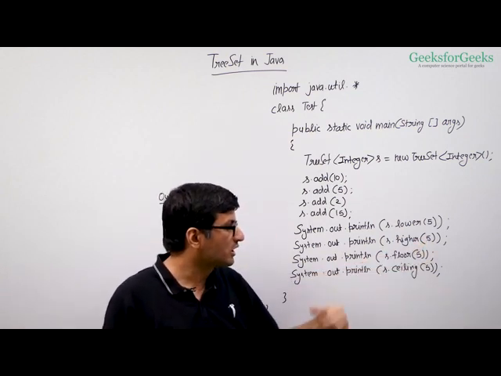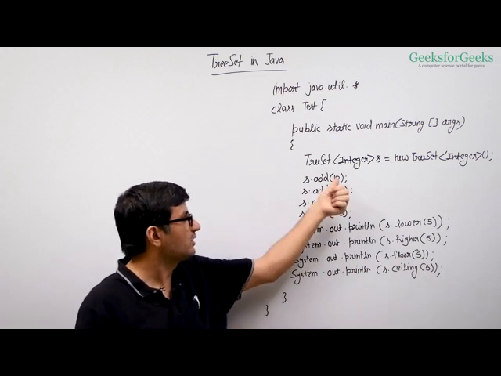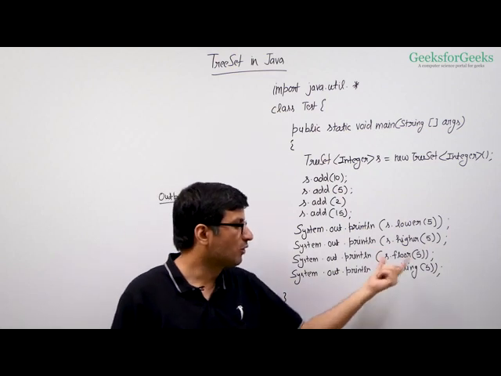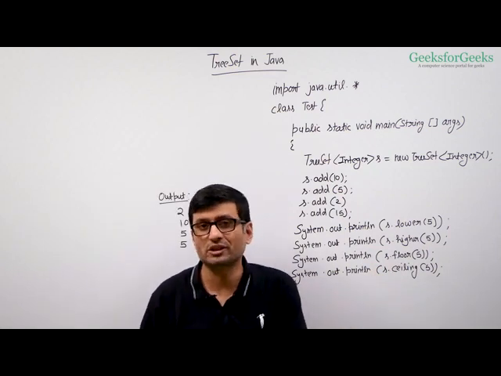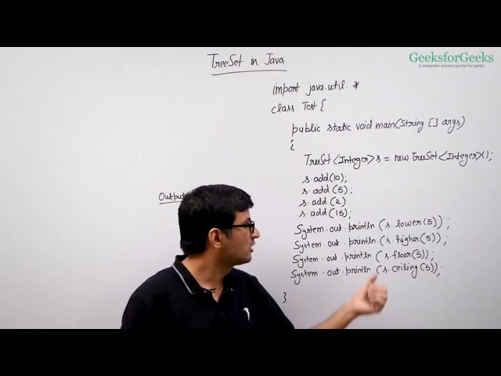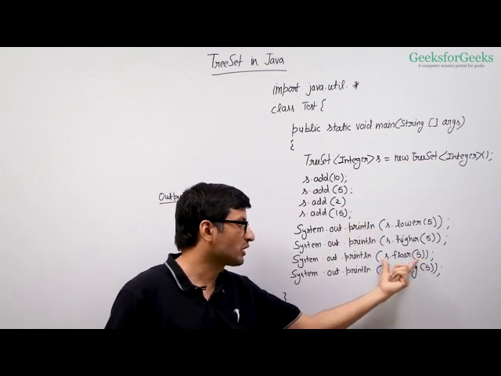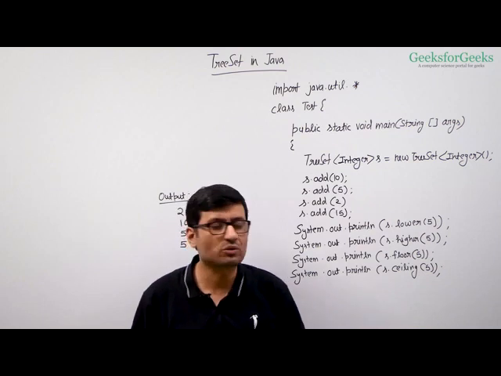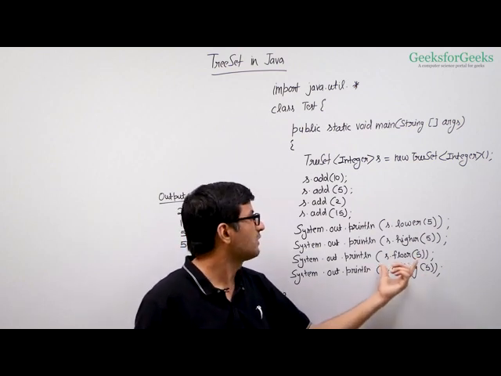Higher gives you the smallest higher value. So there are 2 higher values, 10 and 15. The smallest of these 2 is 10. Floor gives you the value which is smaller or equal to. So 5 is present, so we are going to get floor as 5. Ceiling gives you the value which is greater than or equal to, so we are going to get 5.